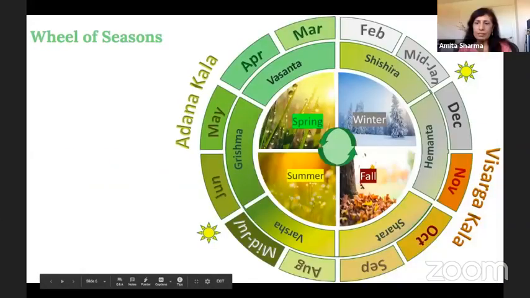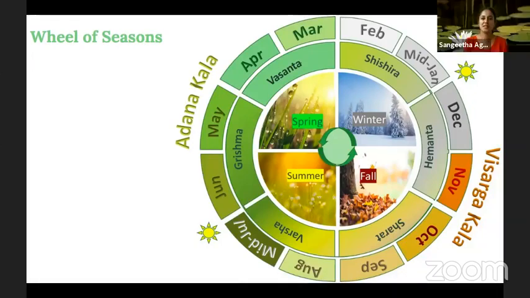Okay. So let's talk about the seasons according to Ayurveda. The picture that you're seeing here is an illustration of the mapping of the 4 seasons that we typically experience here in North America, much of Canada and the US, and in relation to the 6 seasons specified in Ayurveda. And also depicted are the corresponding solar months. The outer ring indicates that.